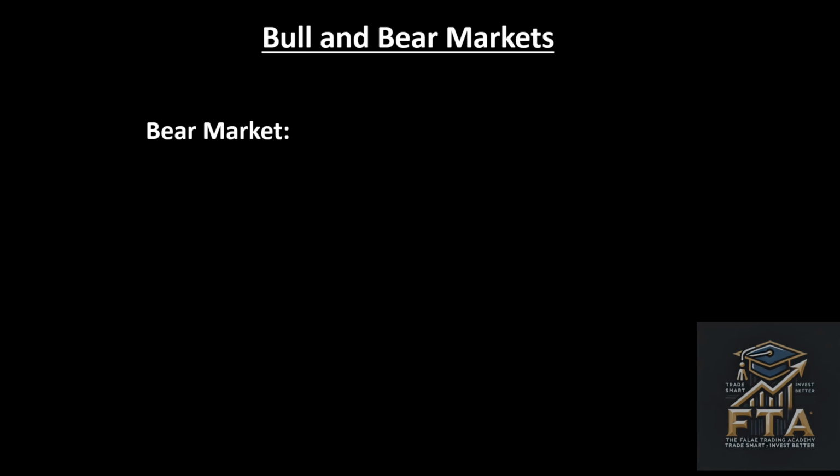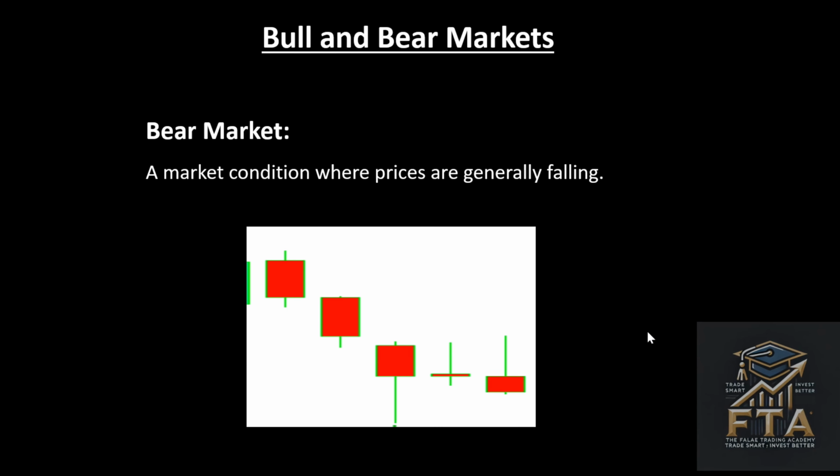A bear market is a market condition where prices are generally falling, so the opposite of a bull market. As you can see, each candlestick has its open and close below the close of the previous candlestick. So this is the open and close, open, close, open, close. You have a series of bearish candlesticks where price is closing lower than the previous low.